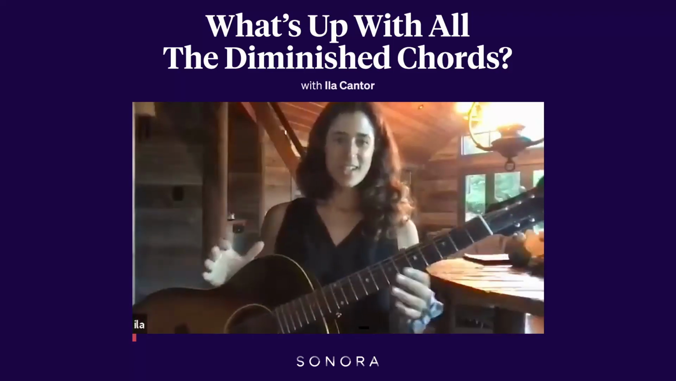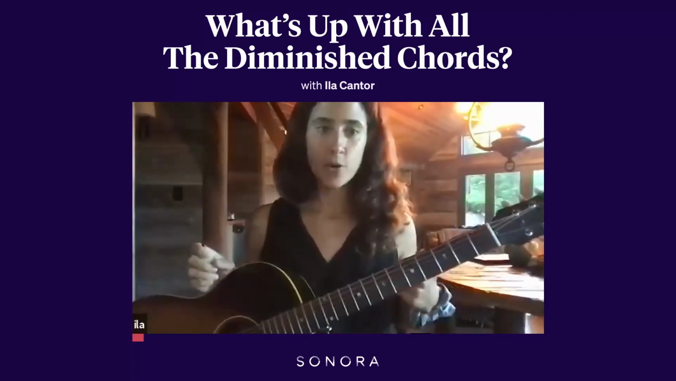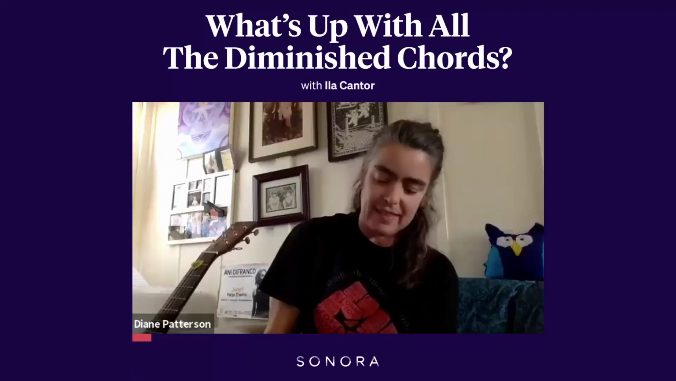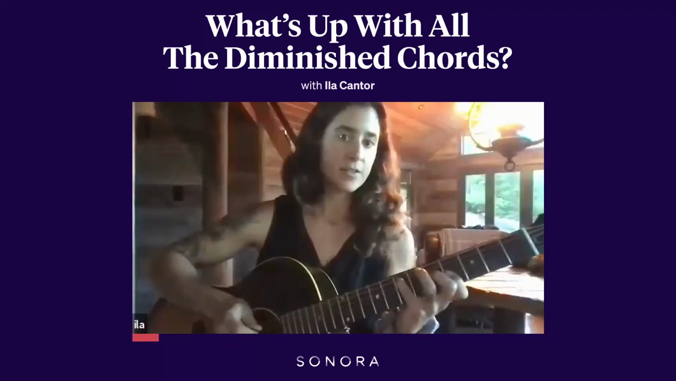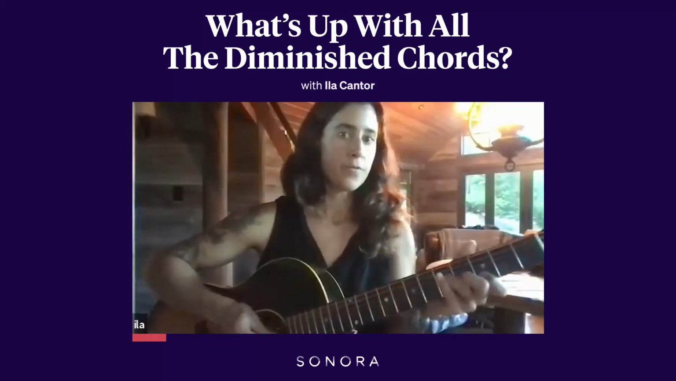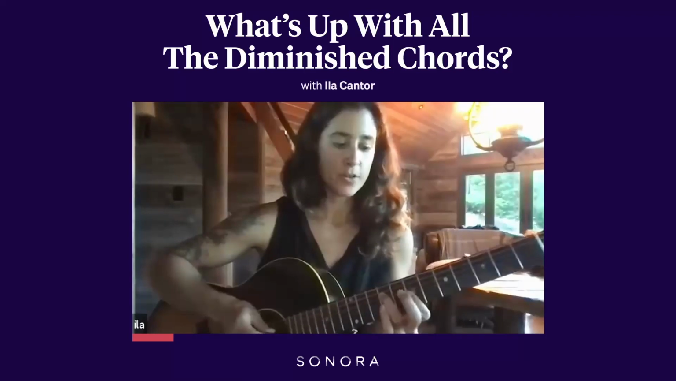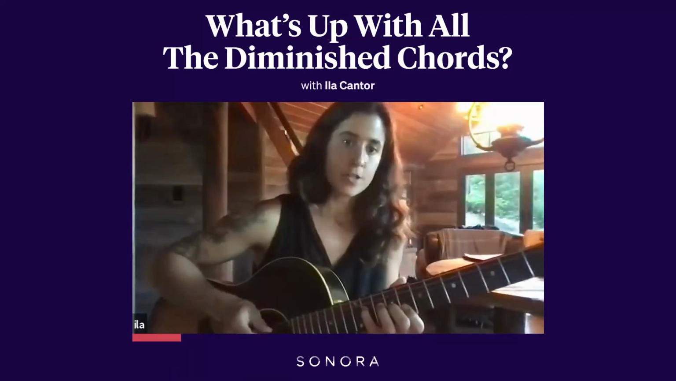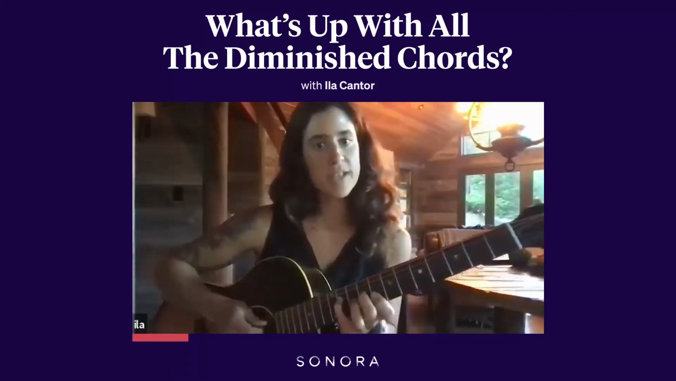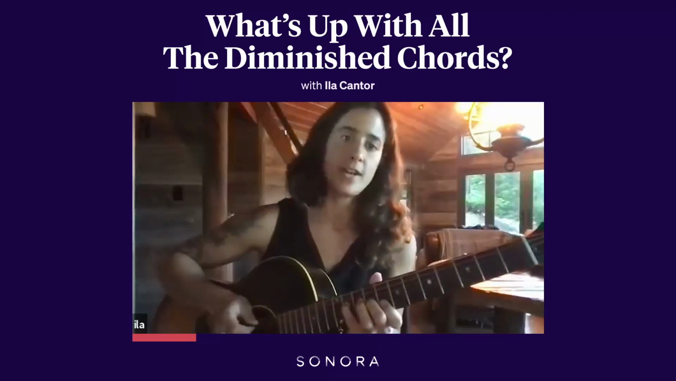The seventh chord of the scale in triad form is diminished. So if I play my triads, 2 chord, 3 chord, 4 chord, 5 chord, 6 chord, and then here comes my diminished triad. A diminished triad is made up of a root, a flat third, and a flat fifth.